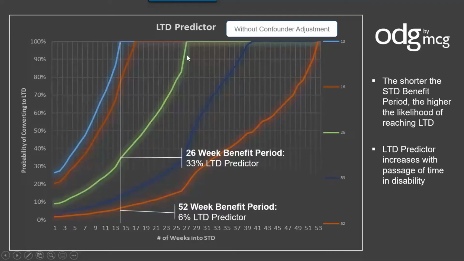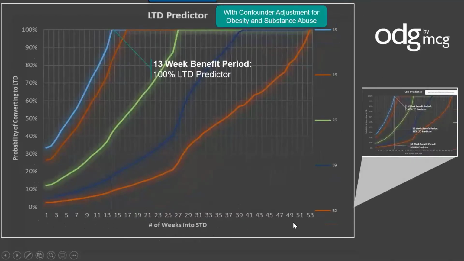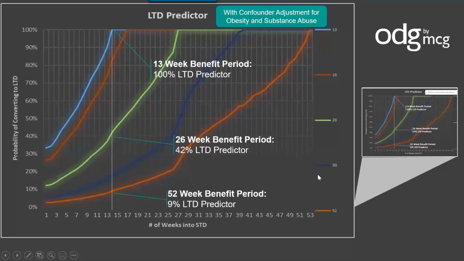And each of these, of course, track up to 100% as you reach that end of benefit date, with the probability on your y-axis and the number of weeks into your short-term disability down here on your x-axis. Of course, a 13-week plan at week 13 is at end of benefit, so the LTD predictor there is 100%. If we introduce confounding factors like obesity and substance abuse, you can see the LTD predictor jumped quite a bit from 33 to 42% on this 26-week plan. Even the 52-week plan had a 50% increase in the likelihood from 6 to 9%, as those confounding factors can play a big role in driving disability duration.